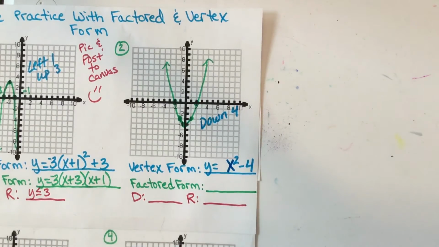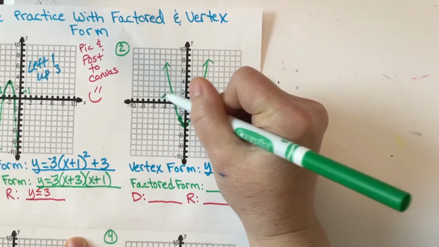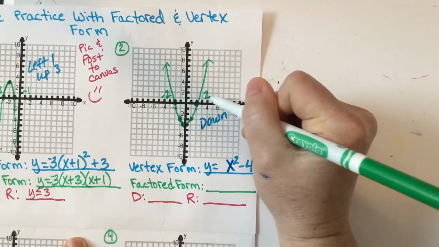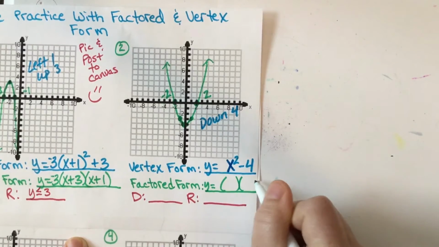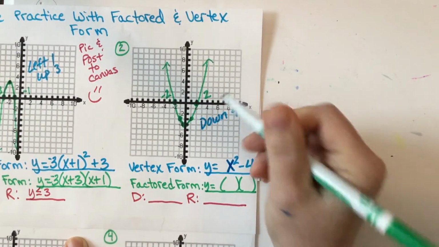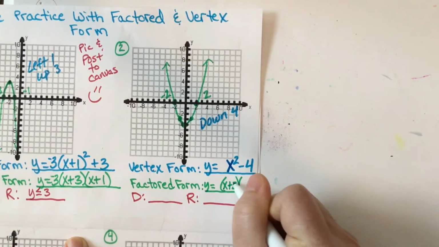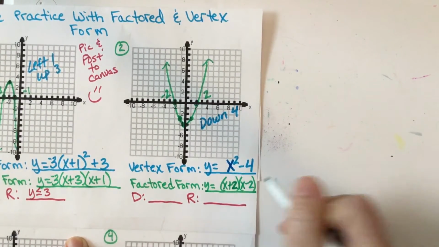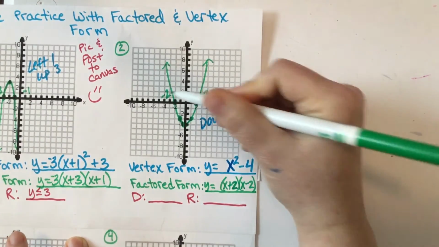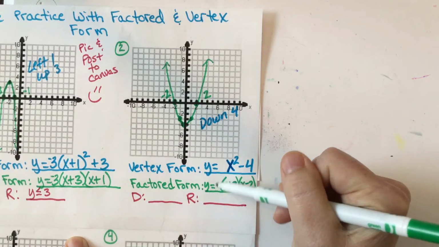Okay, factored form, that's about where it touches the x-axis. So it touches at -2 and it touches at +2. So that means I'm going to have 2 sets of factors, so I have 2 sets of parentheses. When it touched at -2, the factor is going to be x plus 2. And when it touches at +2, the factor is going to be x minus 2. Always going to be the opposite sign of whatever your 0 is. And the A is still a 1, which I don't need to write.